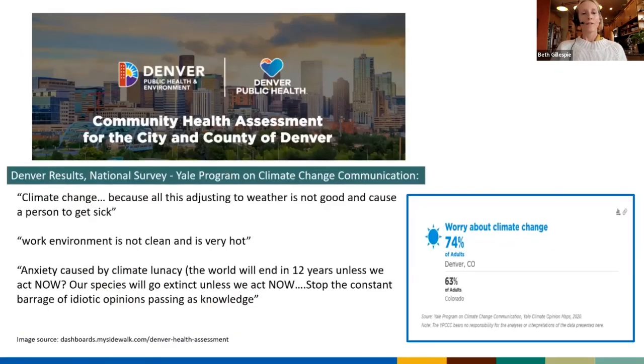The community in Denver has certainly voiced their concerns. So I mentioned that Denver Health includes Denver Public Health. Denver Public Health partnered with Denver Public Health and the Environment to conduct a community health assessment in the spring and summer of 2018. Climate change and heat arose as themes within the category of environmental quality, and some of the quotes are depicted here. According to the survey reported in 2020 by Yale on the right, 74% of individuals in Denver County are concerned about climate change.